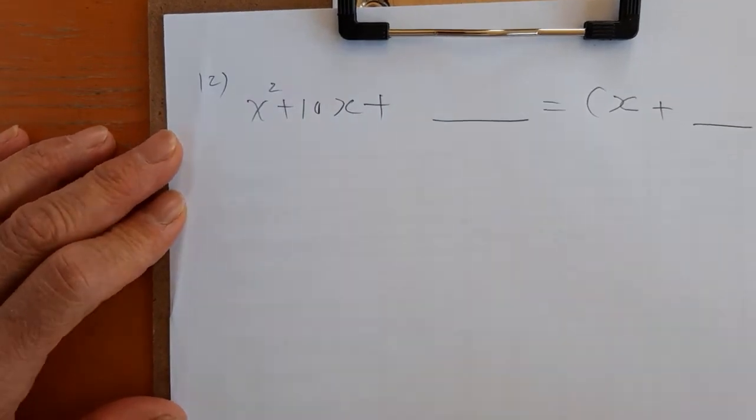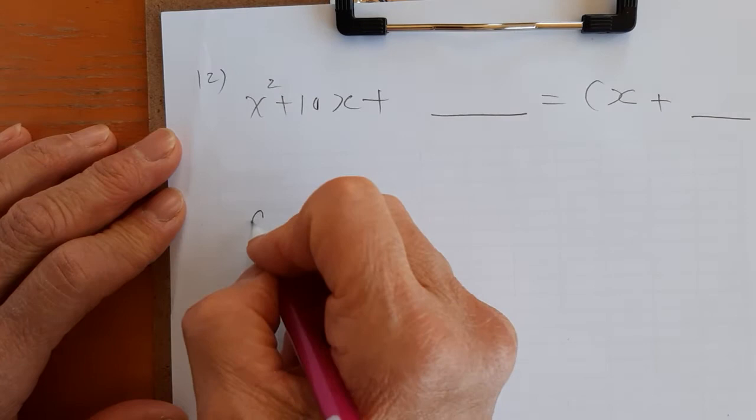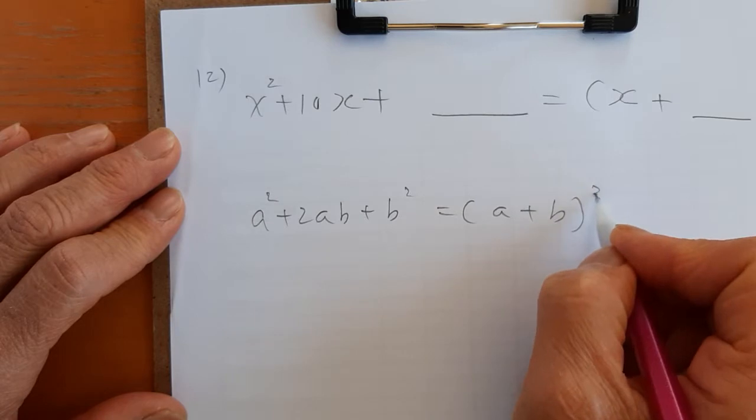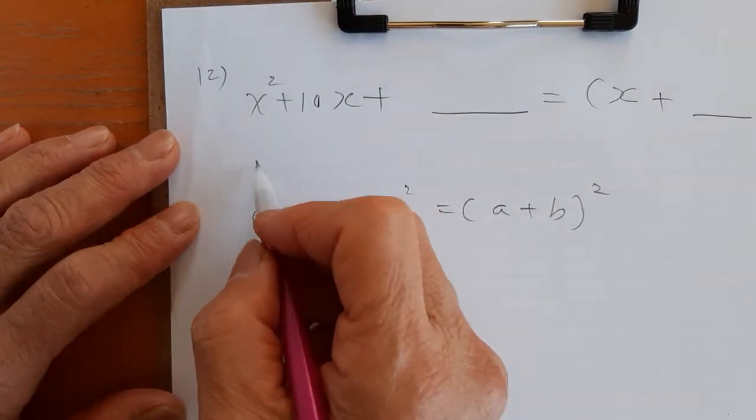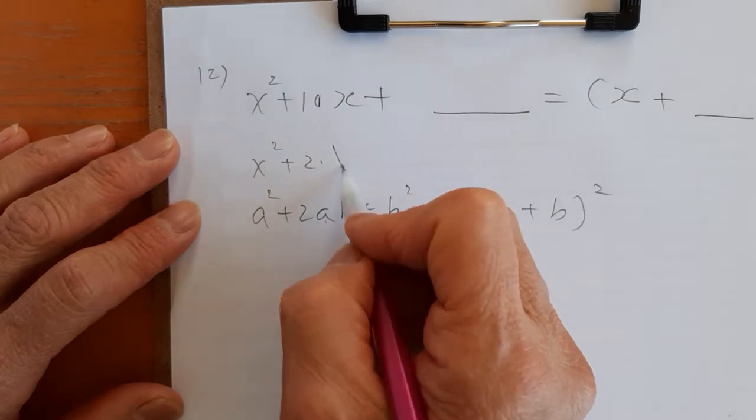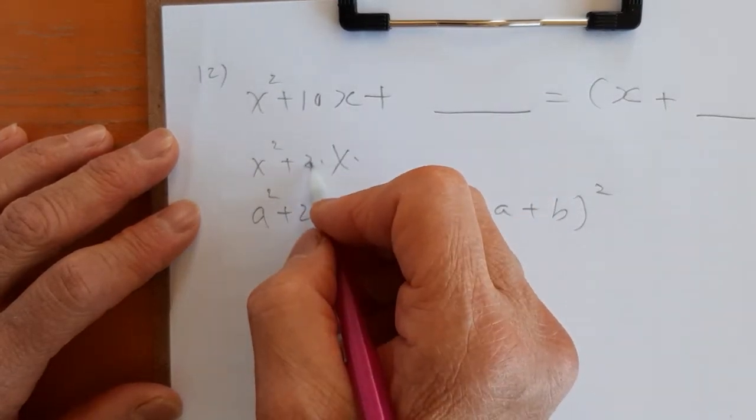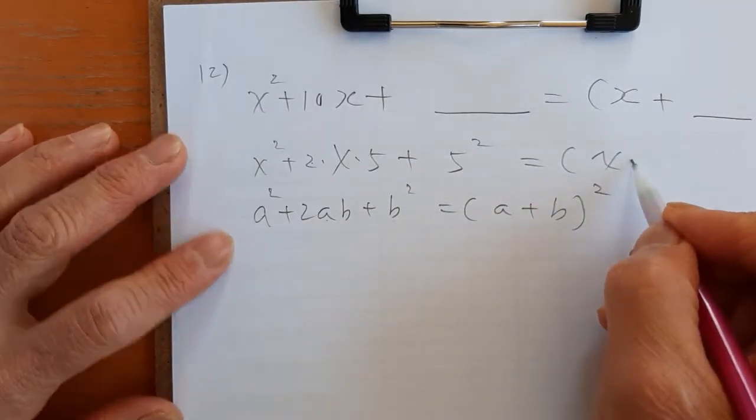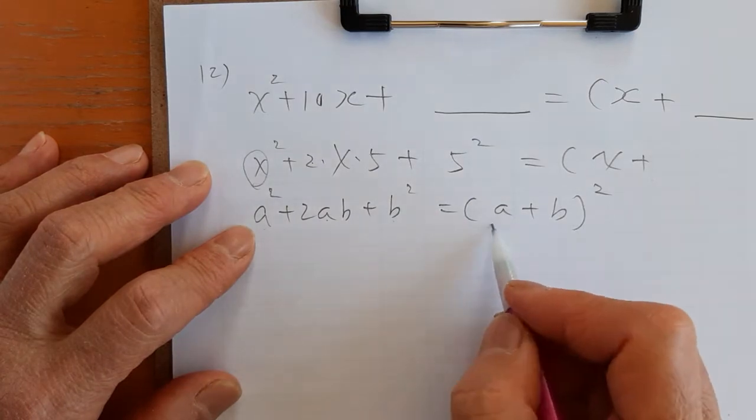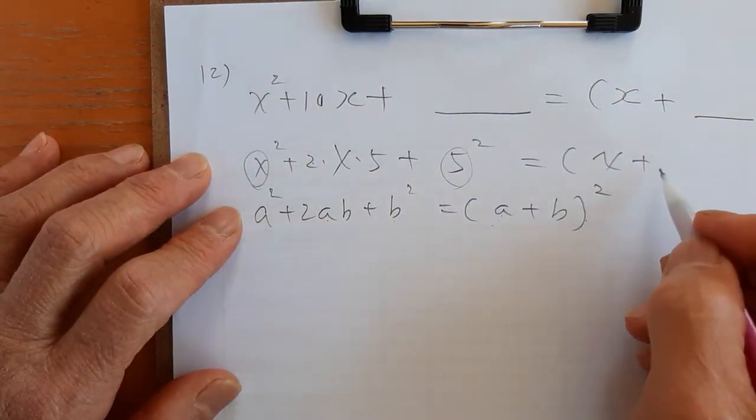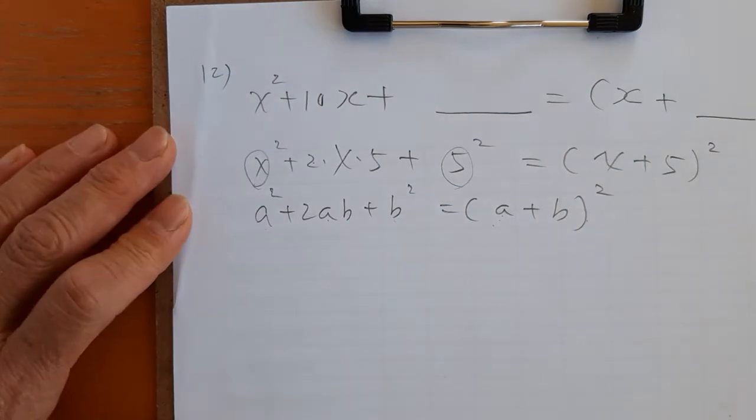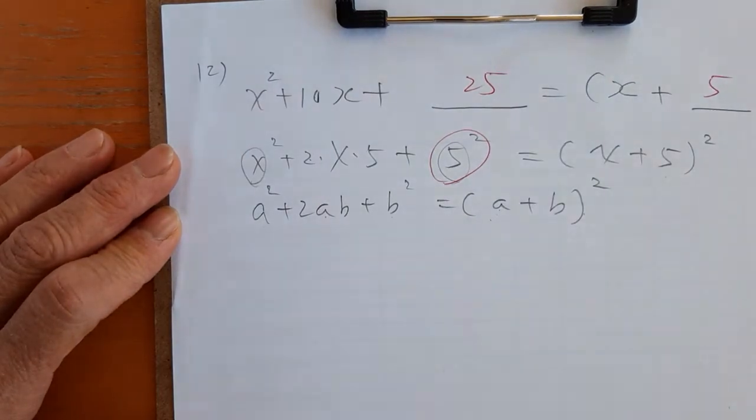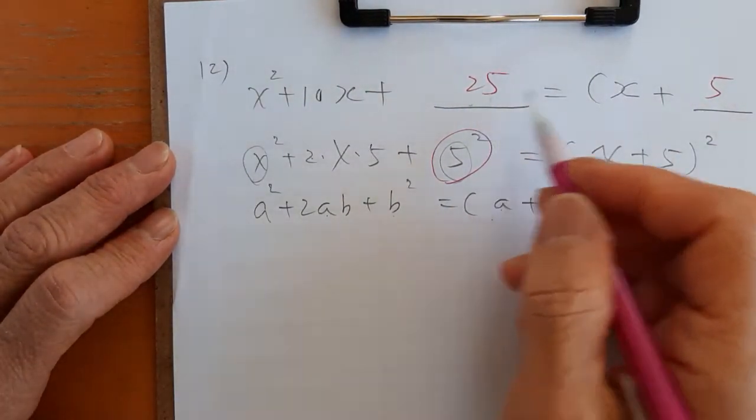So we will use the formula. It's a squared plus 2ab plus b squared, which gives the completed square, a plus b quantity squared. So here, x squared plus 2 times a, which is x, b is 10 divided by 2, get 5, and plus b squared, 5 squared, equals x plus 5, quantity squared. So this question, 5 squared is 25, and this is a 5. So fill in 25 and 5.